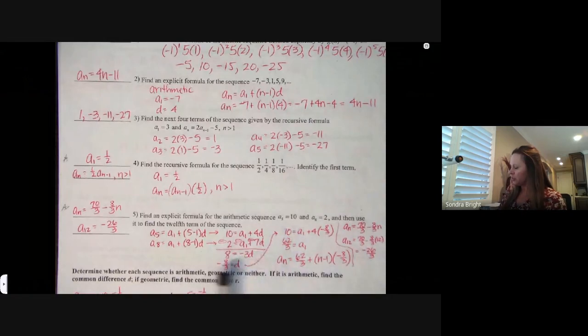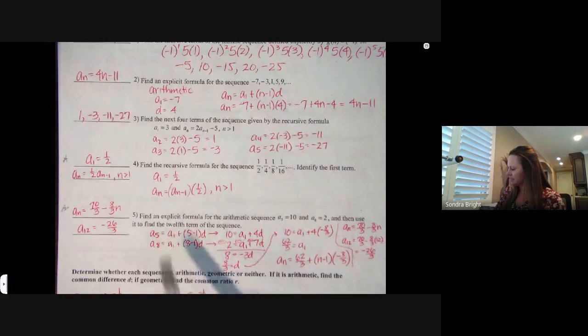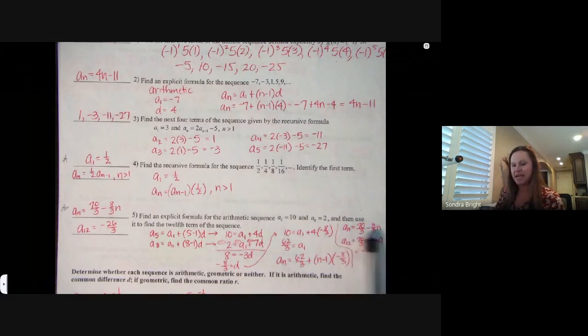And then you plug it into one of these equations, doesn't matter which. I chose this first one, that 10 is equal to a1, the first term, plus 4 times that common difference. And I got that the first term is 62/3. And so plugging that in, you get this: the first term plus n minus 1 times that common difference. And then that simplified down to that the nth term is 70/3 minus 8/3 n.